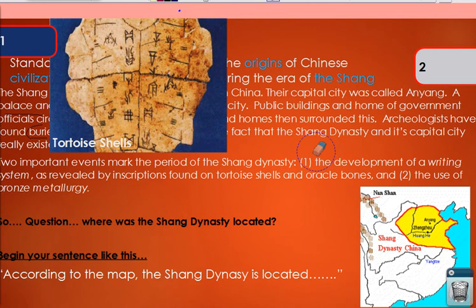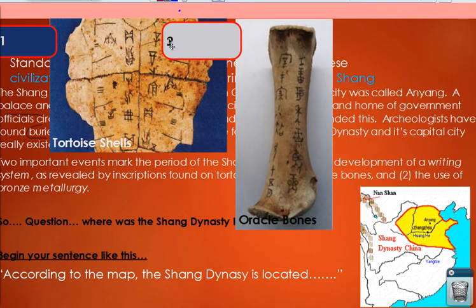Okay, here's the oracle bone. All right, so this oracle bone does not look to me like it's been thrown in the fire yet, because it's not cracked up like they would crack. But you can see the writing. Do you see it? It's the same type of writing that's on the tortoise shell. So we've got the same type of writing on the tortoise shell as we do on the oracle bone.